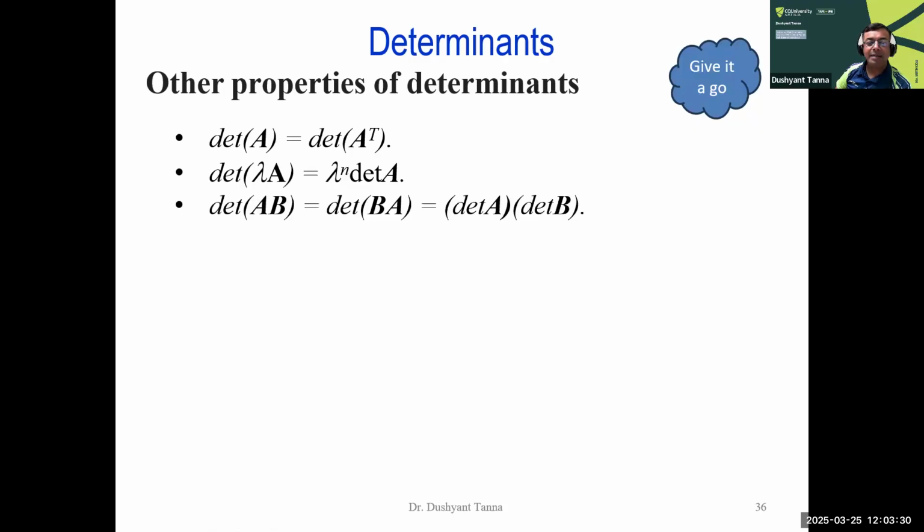Determinant of AB and determinant of BA is the same as the product of determinant A times determinant B. Okay, so you go for some matrices A, B, multiply together, that's determinant of AB. Then multiply BA, find its determinant. They'll be the same as the individual product. Okay? Right.